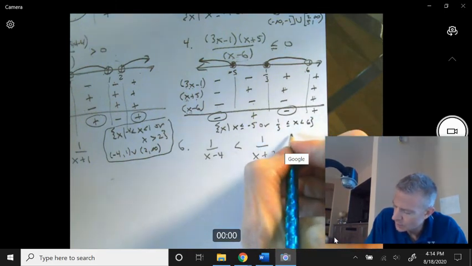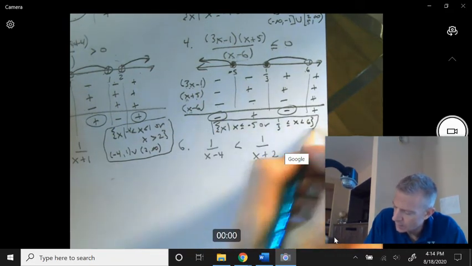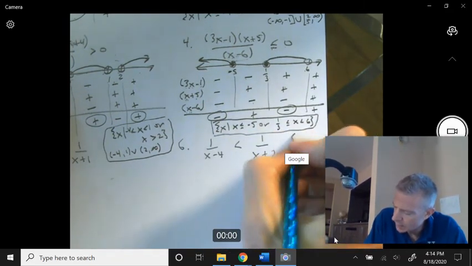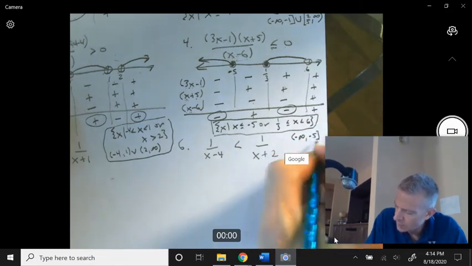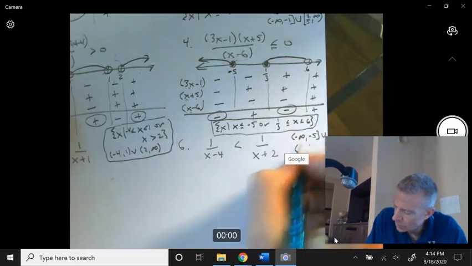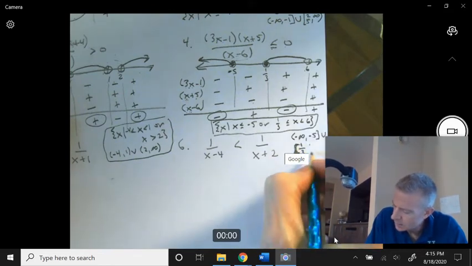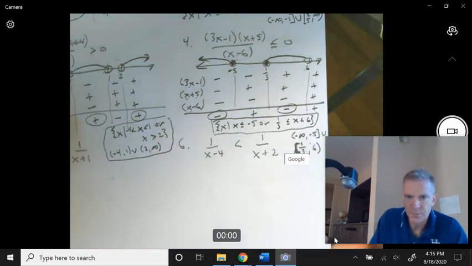Interval notation would be, and you don't have to do both, this answer would be perfectly fine. If I ask for interval notation, you've got negative infinity to negative 5 in union with the interval from, include the 1/3, so it's a bracket, to 6 in parentheses, so you don't include the 6. All right?